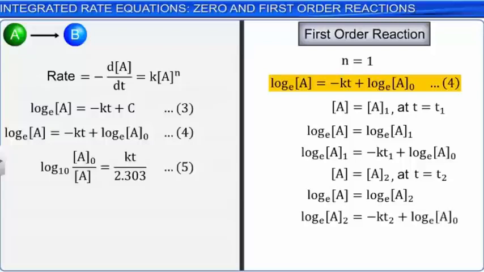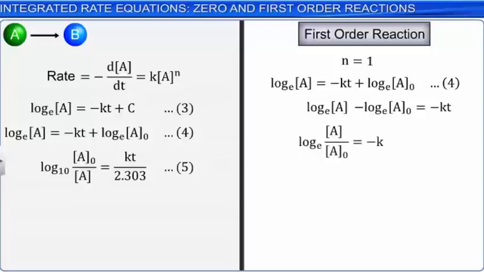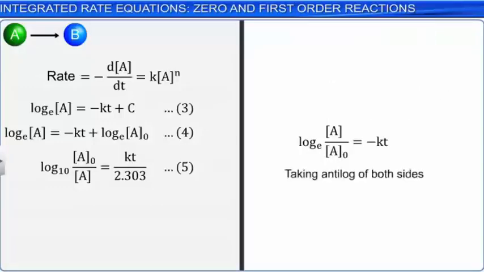We can also represent equation 4 as ln[A] minus ln[A0] is equal to minus k multiplied by t, or ln([A]/[A0]) equal to minus k into t. Taking antilog on both the sides, we get concentration of A is equal to concentration of A0 into e to the power minus kt. Let this be equation 6.